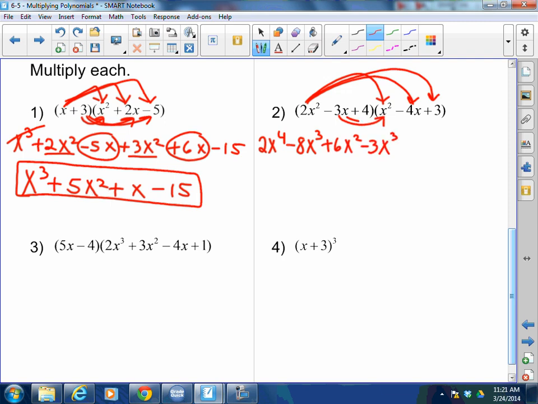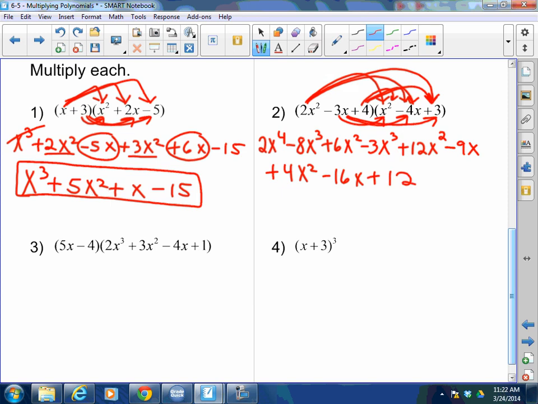Negative 3x cubed. Negative 3x times negative 4x is positive 12x squared. When you multiply the same base, you add the exponents. Negative 3x times 3 is negative 9x. Now, plus 4 times x squared. 4 times negative 4x. And then 4 times 3, plus 12. Now, let's get the standard form, all like terms added together.